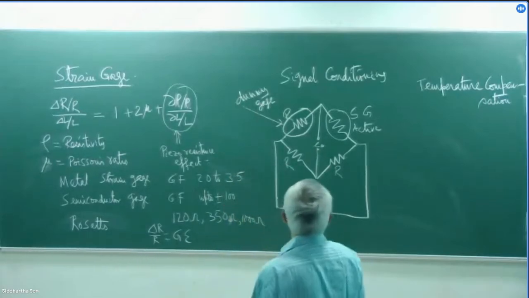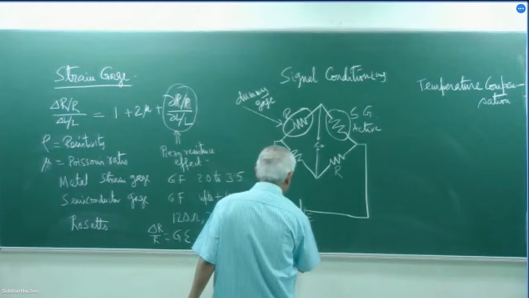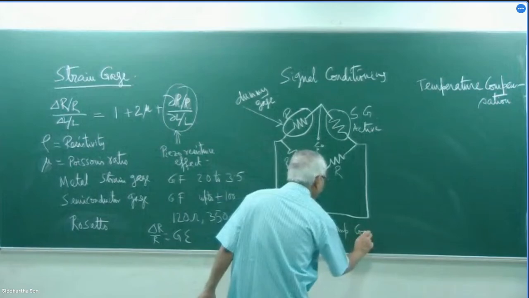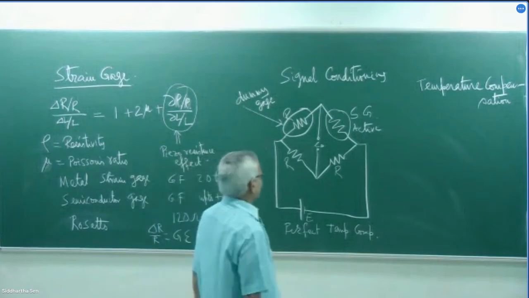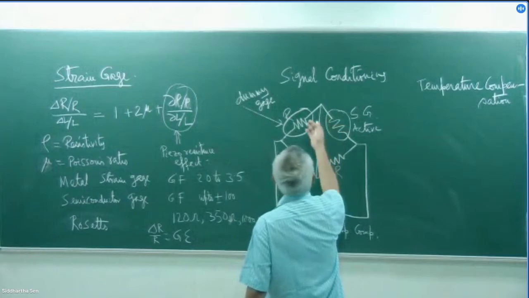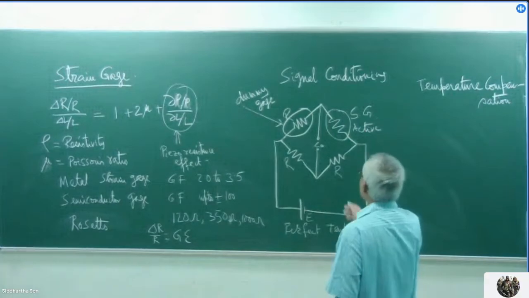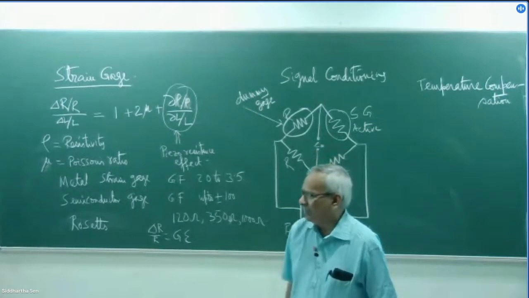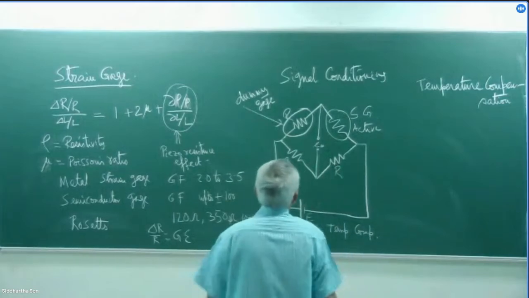So what will happen in this case? What we have is that we can have a perfect temperature compensation, since if the temperature rises, both are identical strain gauges, so both the resistance will change to the same extent. As a result, the bridge remains balanced and it does not vary. It is insensitive to the temperature.